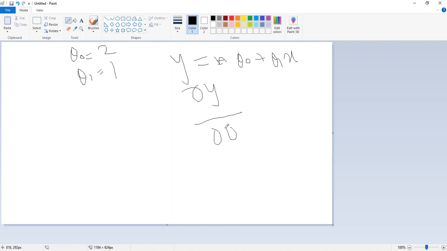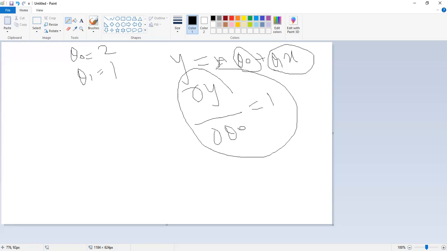Okay, so if we are taking the partial derivative of y with respect to theta naught, this will become 1, and the other term will be finished because there is no theta 1. So it means the derivative for theta naught is 1. And again, if we take the partial derivative with respect to this, the other is fixed here, but we cannot change this one.